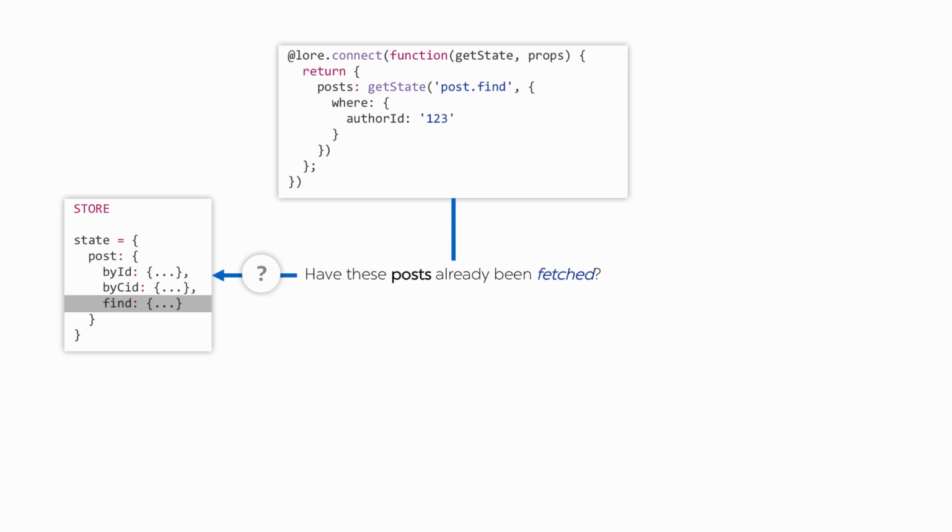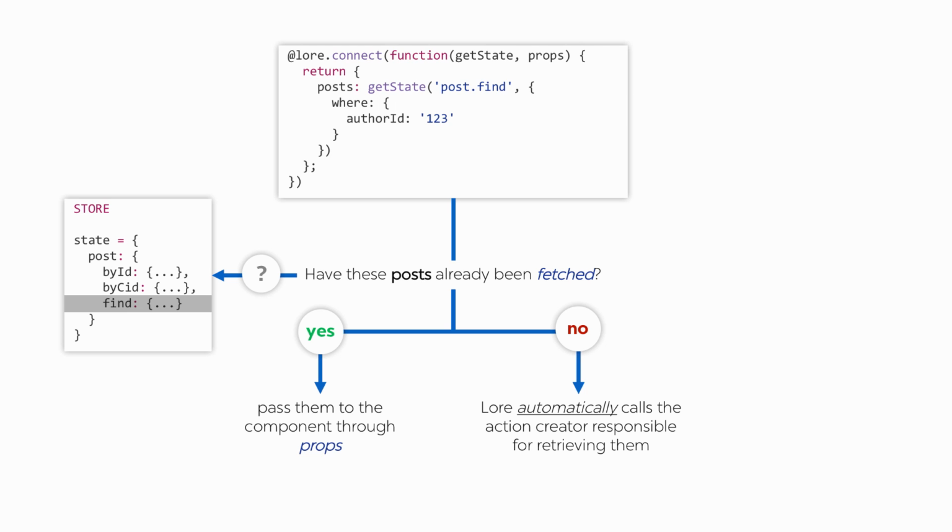And so this higher order component is going to go look in the Redux store, and it's going to see if this query has already been fulfilled. Have we fetched the posts by this author? If we have, then these posts will be passed down into the component. And if this question has not been asked yet, if the data has not been fetched from the server, then Lore will automatically call the action creator responsible for retrieving that data.